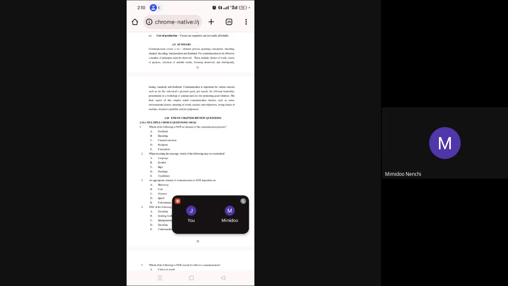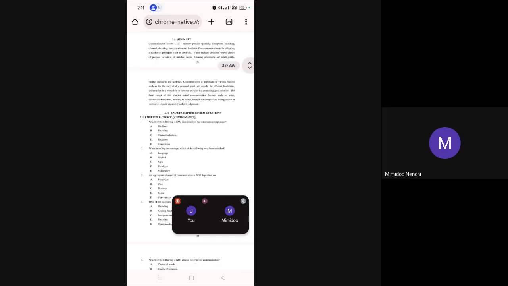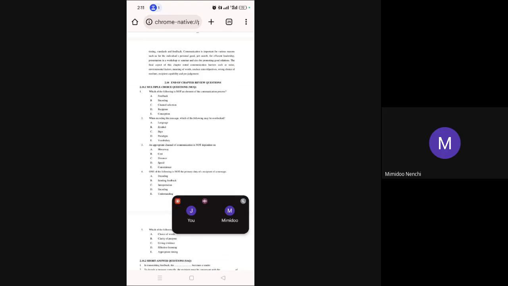The paradigm, okay? An appropriate channel of communication is not dependent on a motorway, cost, distance, speed, convenience. An appropriate channel is not dependent on which one? Motorway. The motorway.